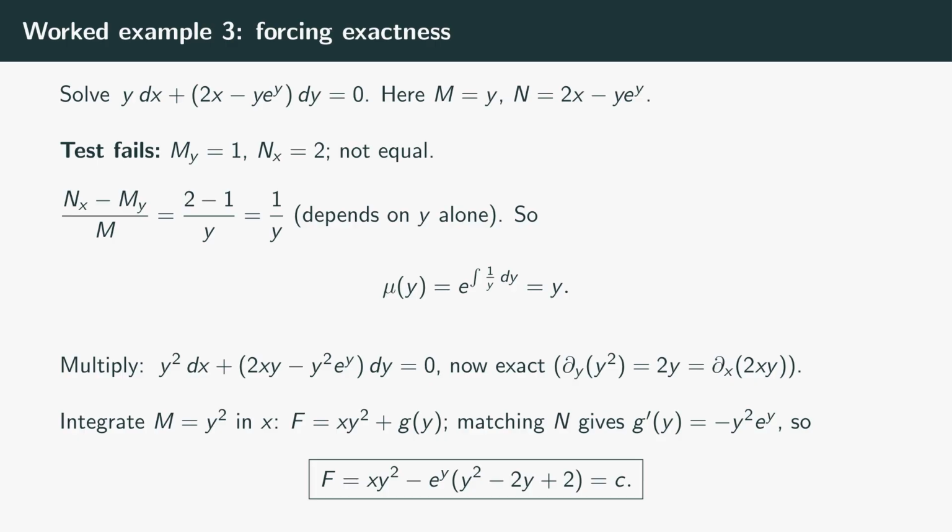Check exactness again. The partial of y squared with respect to y is 2y, and the partial of 2xy with respect to x is 2y. They match. Integrate the new m, y squared, with respect to x to get xy squared plus g of y. Matching the y partial against the new n gives g prime equals minus y squared e to the y, which integrates by parts to minus e to the y times the quantity y squared minus 2y plus 2. The solution is xy squared minus that, set equal to a constant.